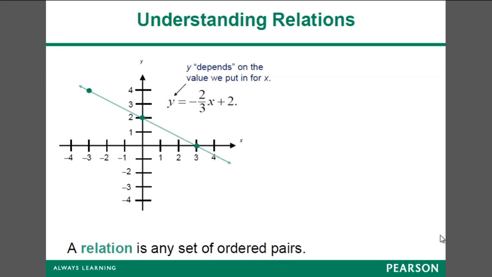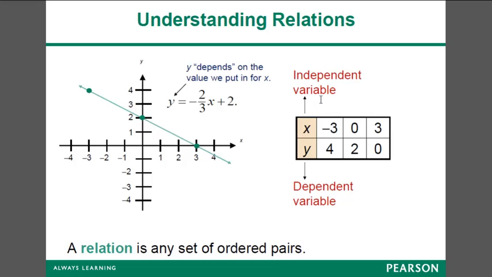What we're going to do here is, first of all, understand what a relation is. A relation is any set of ordered pairs. If you notice, an ordered pair, for example, (0, 2) and (-3, 4), those are ordered pairs. The relation y depends on the value we put in for x for this equation. This is a relation because we relate our y to our x value.